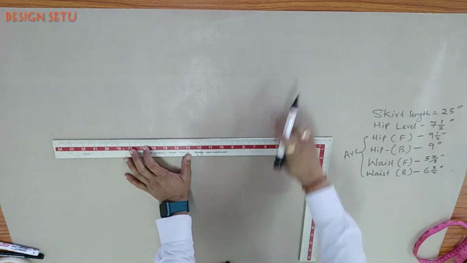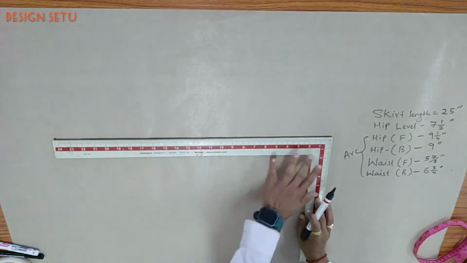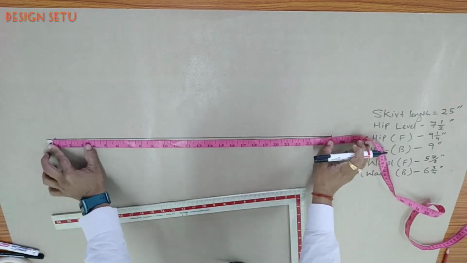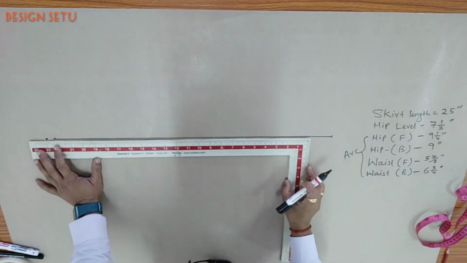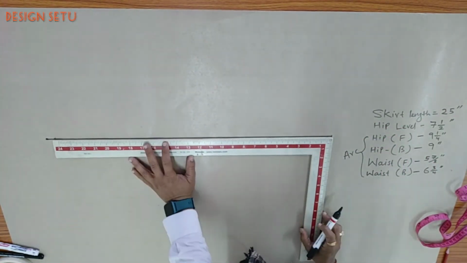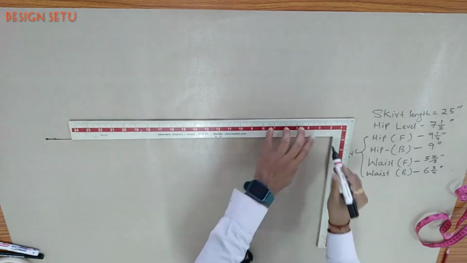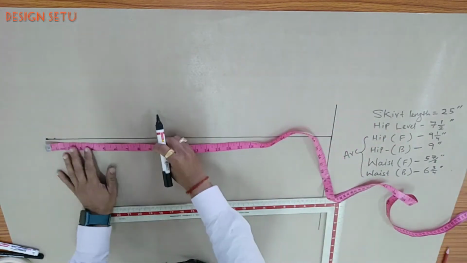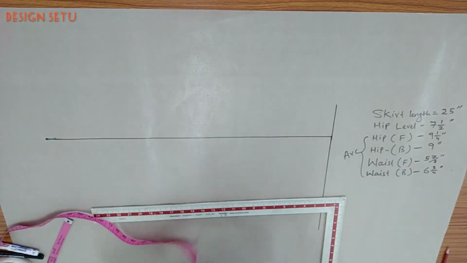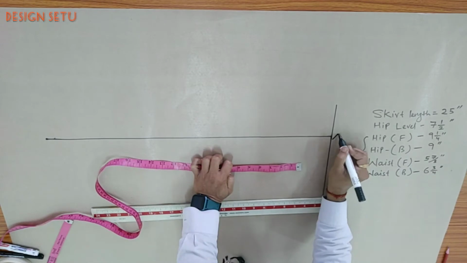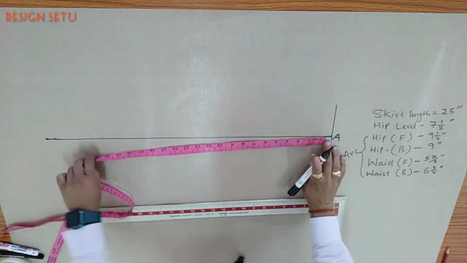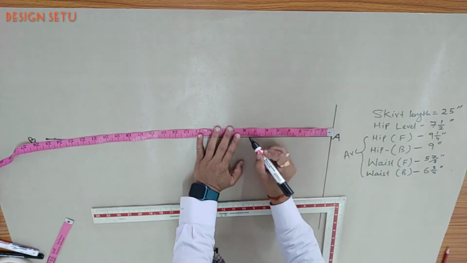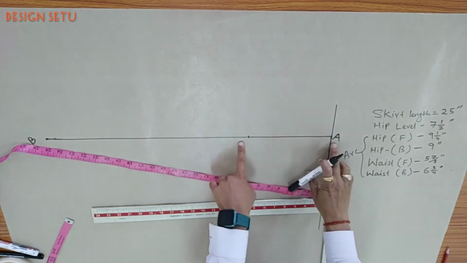First, draw a line in the middle of your pattern, which is the length of your skirt. Now mark points A and B. A is towards the waist and B is towards the hemline of the skirt. A to C is the hip level. I have taken 7.5 inches. You can vary it up to 8 inches.